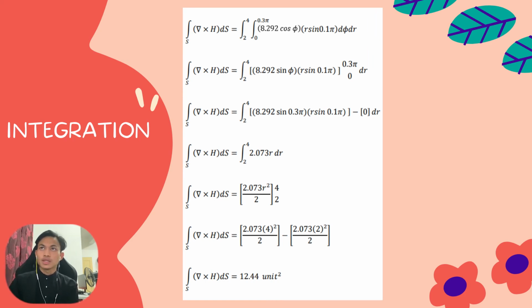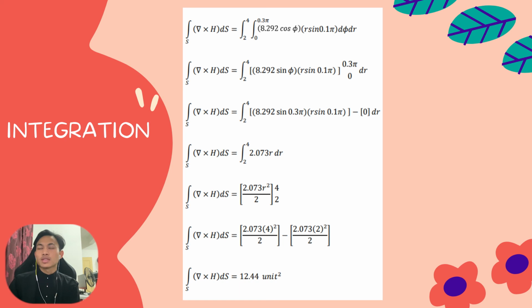Next, for the integration part, we use a double integral to get the surface integral. For the first integral, phi is from 0 to 0.3 pi, and the outer integral is from 2 to 4. Firstly, we integrate with respect to phi using simple integration. Then we substitute the limits 0 to 0.3 pi, and we get the answer 2.073 r.